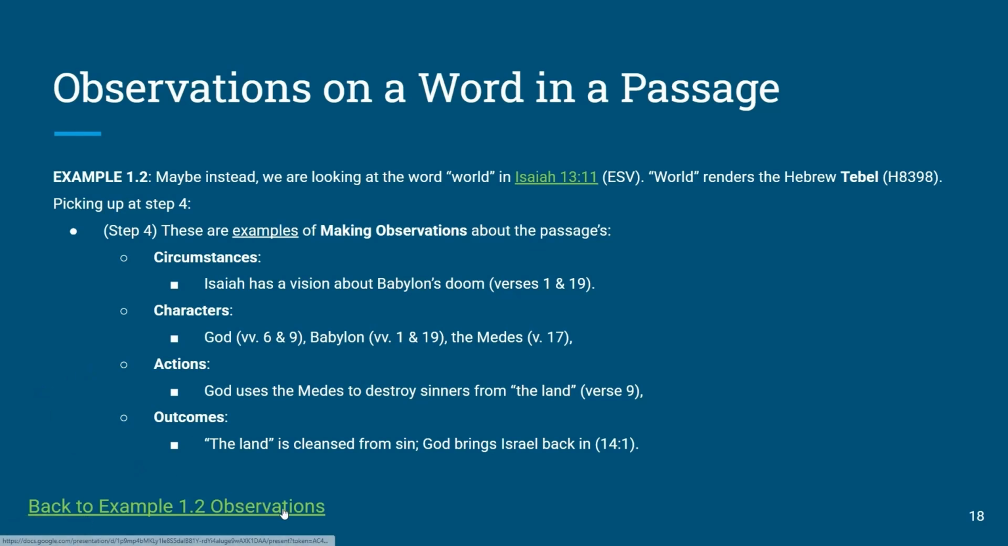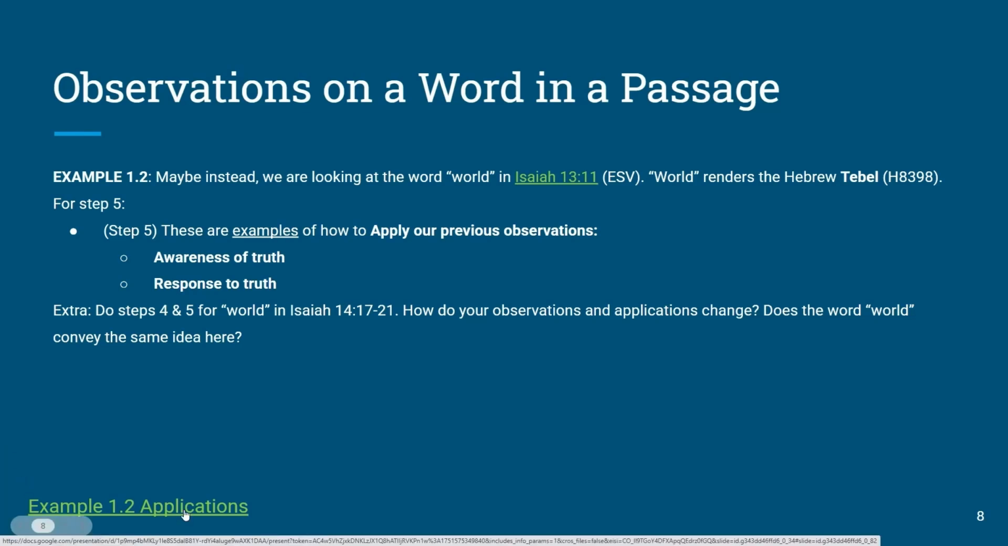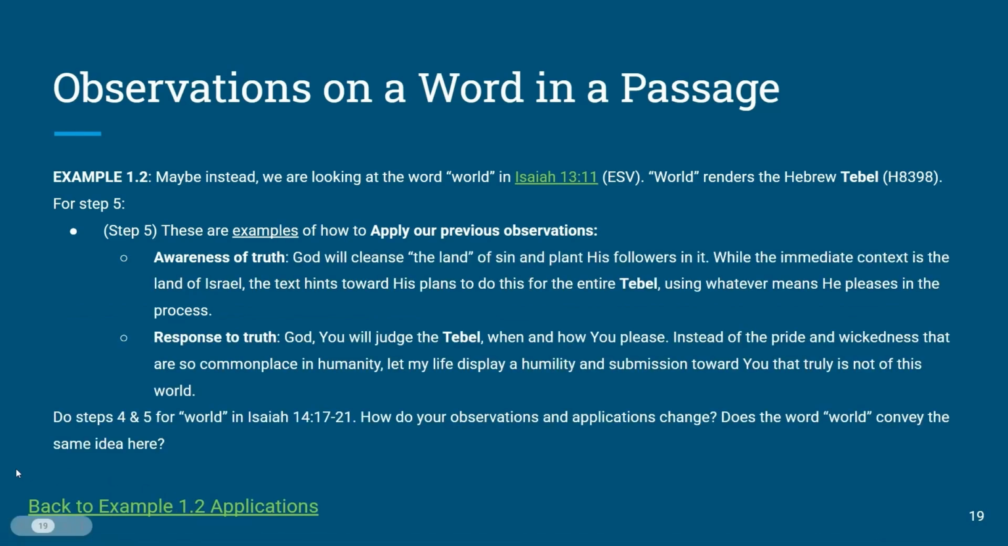Well, let's go back to our applications and see what we can do in step 5. Just as a reminder, we synthesize or try to synthesize some truth that we weren't perhaps previously aware of, and then we try to formulate a response to this truth. So how does this passage in Isaiah 13 apply to us? Well, here are some example applications.